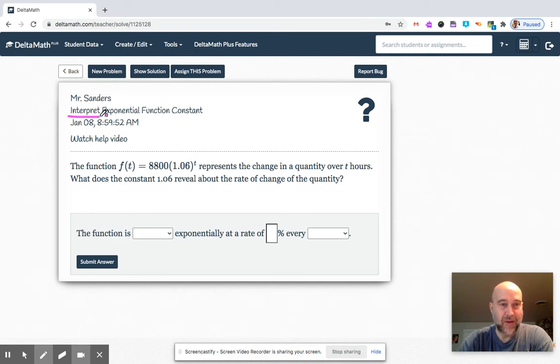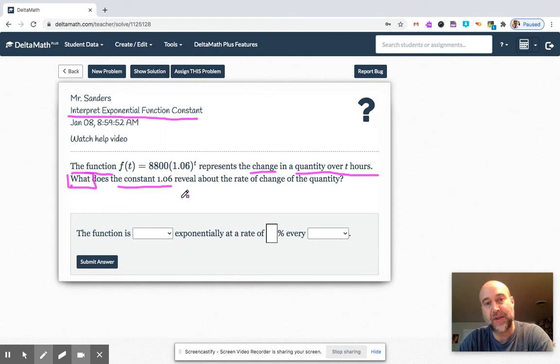We are interpreting exponential functions and their constants in this case. The problem is giving us a function, and here's the function, and this represents the change in quantity over t hours. The question is: what does the constant 1.06 reveal about the rate of change in this quantity? Let's go ahead and look at it.